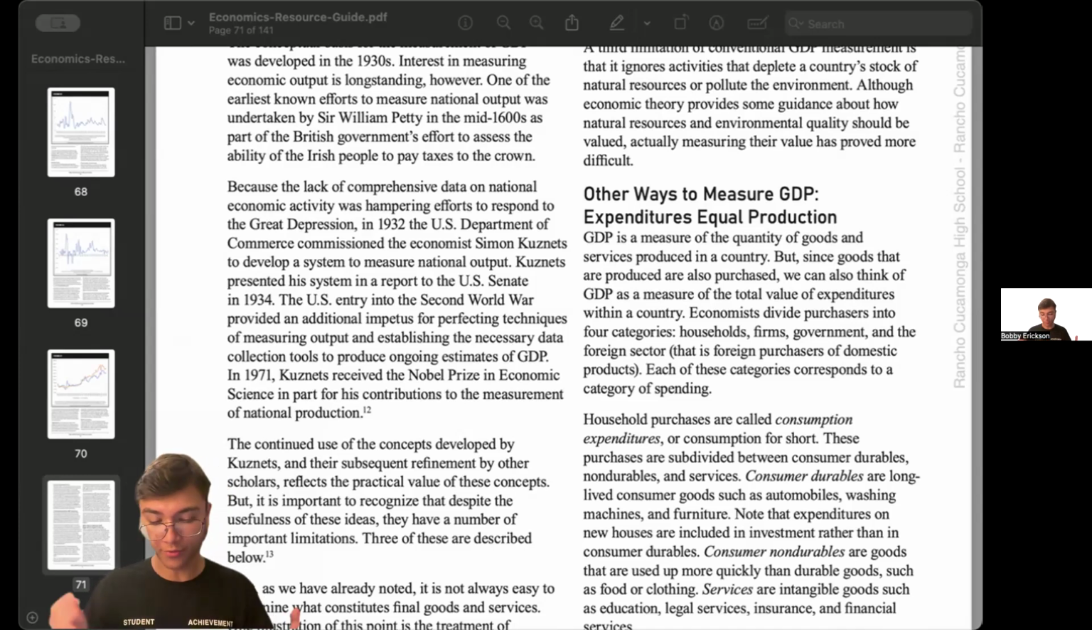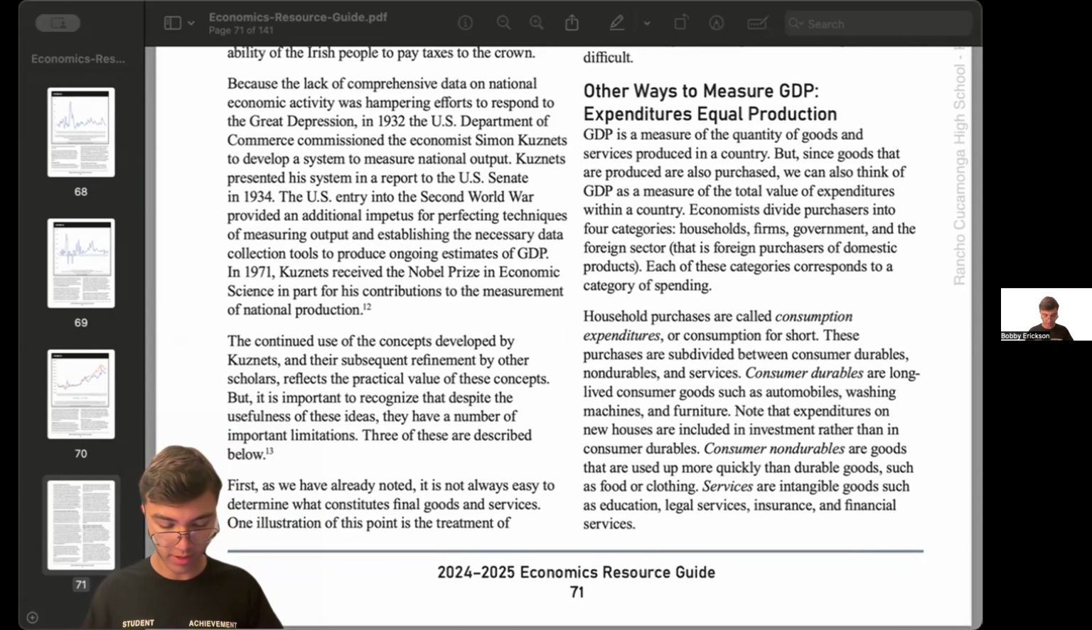Then in 1971, of course, Kuznets received the Nobel Prize in Economic Science for his contributions to measurement of national production. These concepts were refined by other scholars, and these reflect the practical value of these concepts since they kept being used. But despite their usefulness, they have a few limitations. We're going to go over what those limitations are.